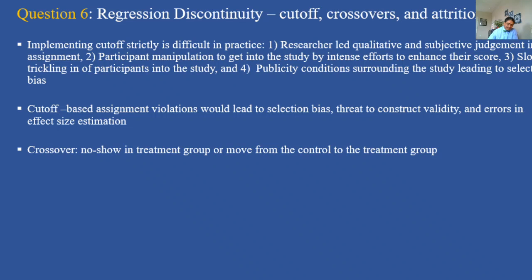Also, it can be due to the participants' intent to get into the study, which makes them put in extra efforts, which will, of course, prove a threat to the pretest validity. Also, the publicity surrounding a study can also, in a way, make it difficult for implementation of a strict cutoff line. So, overriding cutoffs, which we just saw, is it helpful?